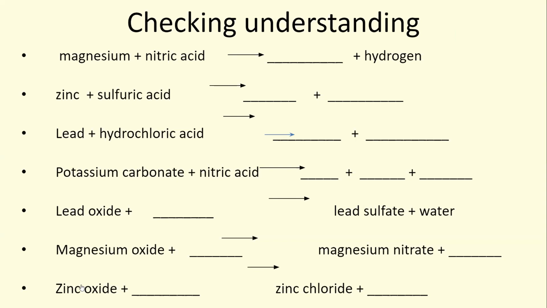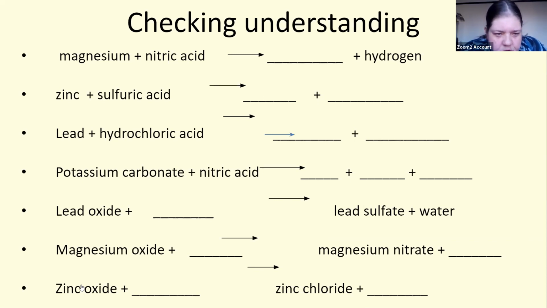Well done, Amira. Okay, I'm going to bounce. Well done, Margaret. So we've got zinc sulfate and hydrogen, because it was a metal and an acid. And I'm going to be mean now. I'm going to skip lead and hydrochloric acid because I think you've got the chlorides sorted.